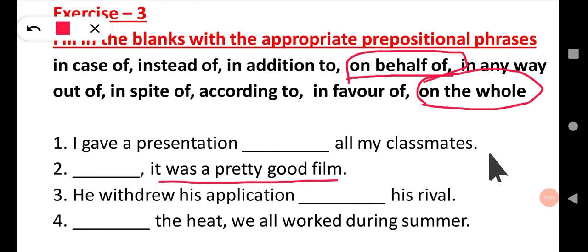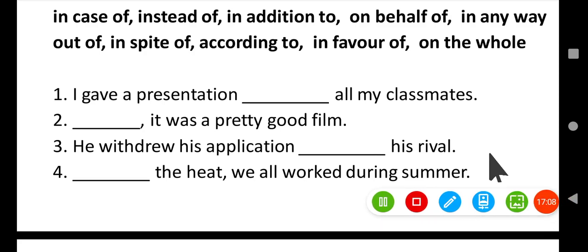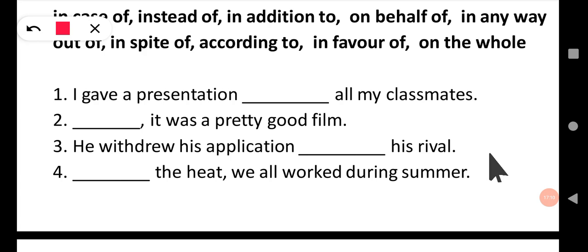Next one, he withdrew his application dash his arrival. Again here, this is the third one which is in the second column, second line. Once check that filler. See, he withdrew his application dash his arrival. We have to go with in favor of his rival. That means he wanted to benefit his rival. That is why he withdrew his application. Next one, fourth one, dash the heat. We all worked during summer.